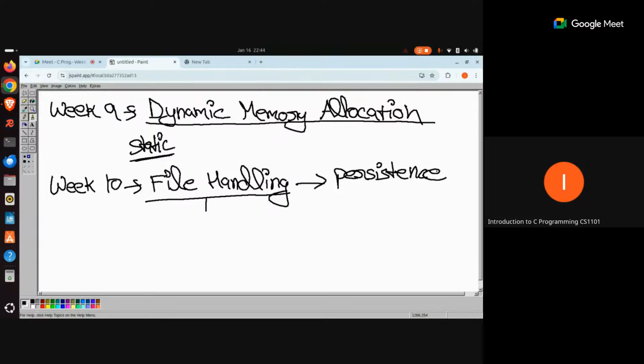Are you getting it? Yes. All right. So this is going to be the major objective of week 10. It will discuss all related concepts with respect to the file.